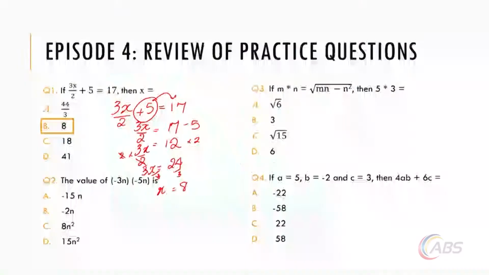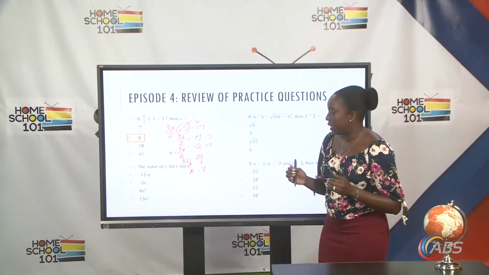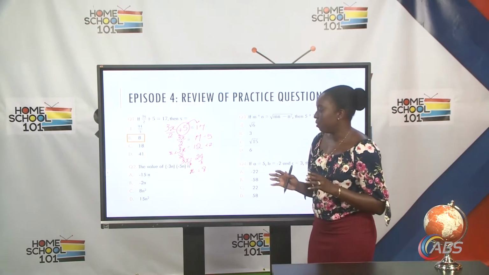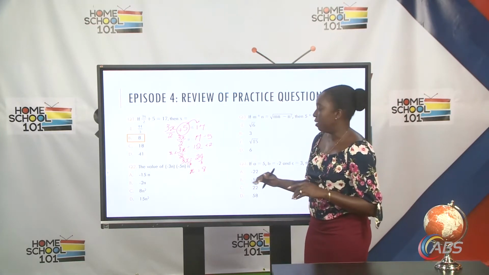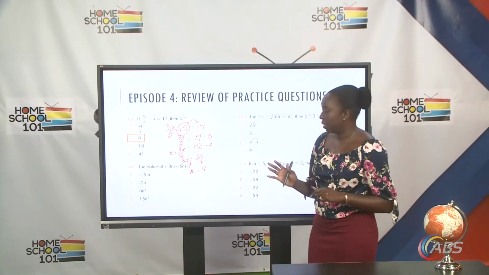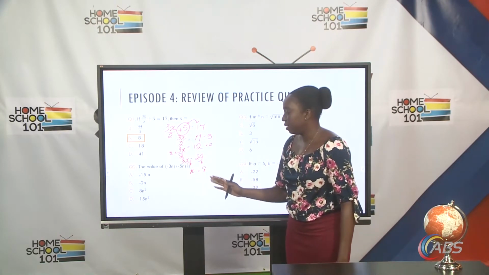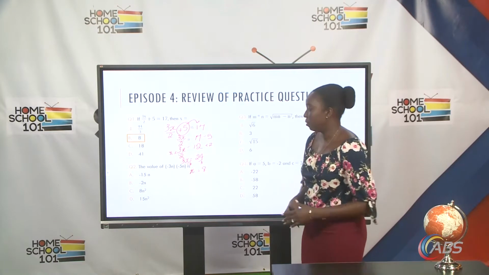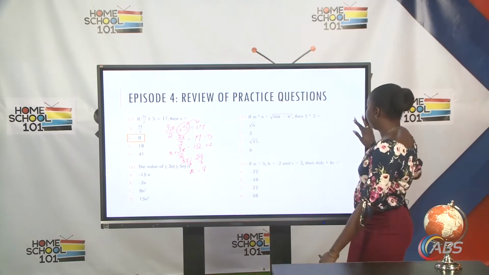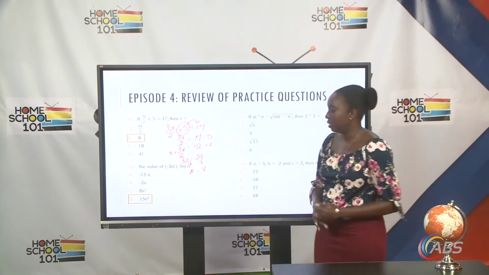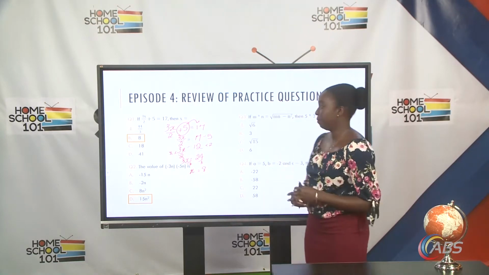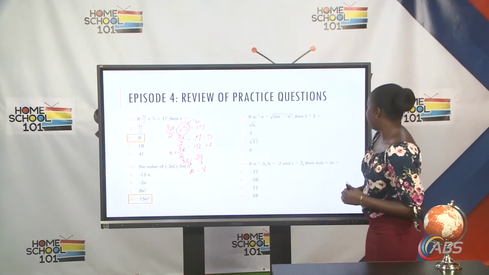Question 2. The value of negative 3n times negative 5n is what? So take a look at our options, but we also know how to multiply. Remember, when you multiply, that there are certain things that are going to happen. We have to add powers, and negative times negative gives us a positive. 3 times 5 is 15, and n times n gives us n squared. So negative times negative is positive, and so our answer there is 15n squared. Okay?